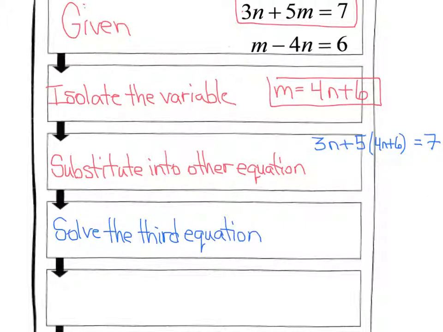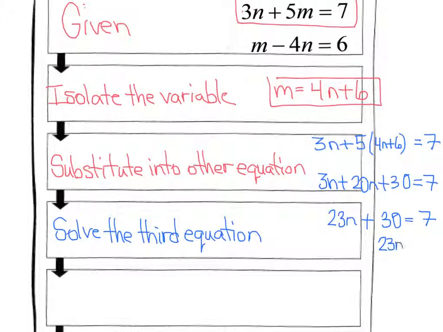Now using our properties of equality, first we'll do the distributive property. So 3n plus 20n plus 30 is equal to 7. Combine like terms. So, whoa, 5 times 6. Wait, 5 times 4n. Oh, yeah, that's right. So now I combine like terms, so I get 23n plus 30 equals 7. I'm going to subtract 30 from both sides. So 23n equals negative 23. And now I'll divide by 23. So n equals negative 1. Woohoo! I found one of the solutions.